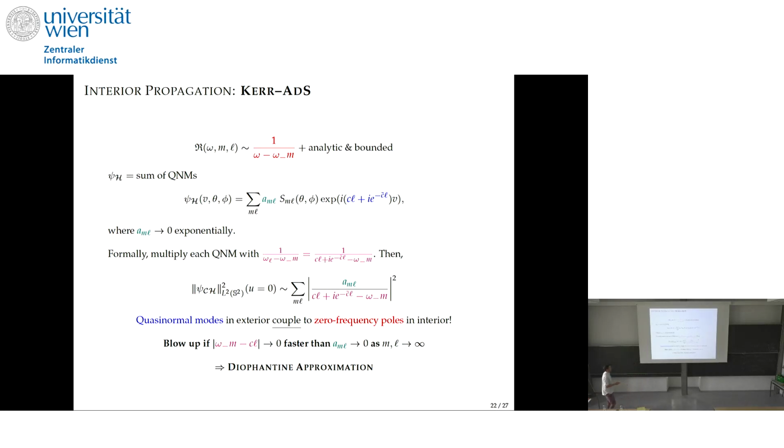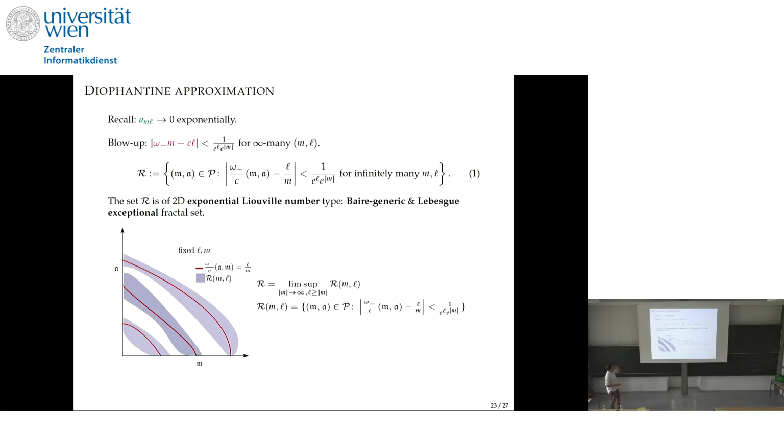And the question is that the quasi-normal modes now couple to the zero frequency poles in the interior. And there's blow up exactly if the denominator, which is this, and I forgot about the exponential thing here, goes to zero faster than A_ML goes to zero. Okay. And this is literally a question about Diophantine approximation. So recall A_ML goes to zero exponentially, blow up if this guy is smaller, let's say 1 over e to the l, e to the m, for infinitely many m, l. Why infinitely many? You only need infinitely many, because then you can put your data supported on all of them. And when there are infinitely many, then your sum blows up.